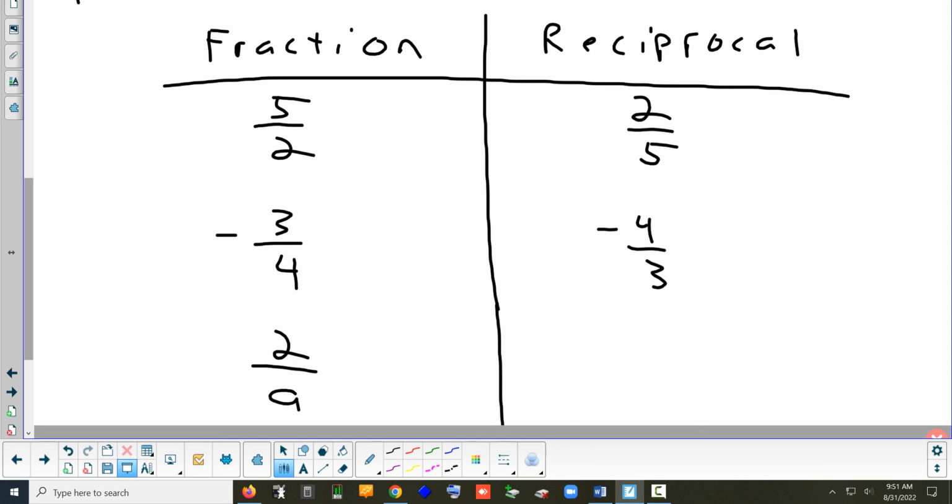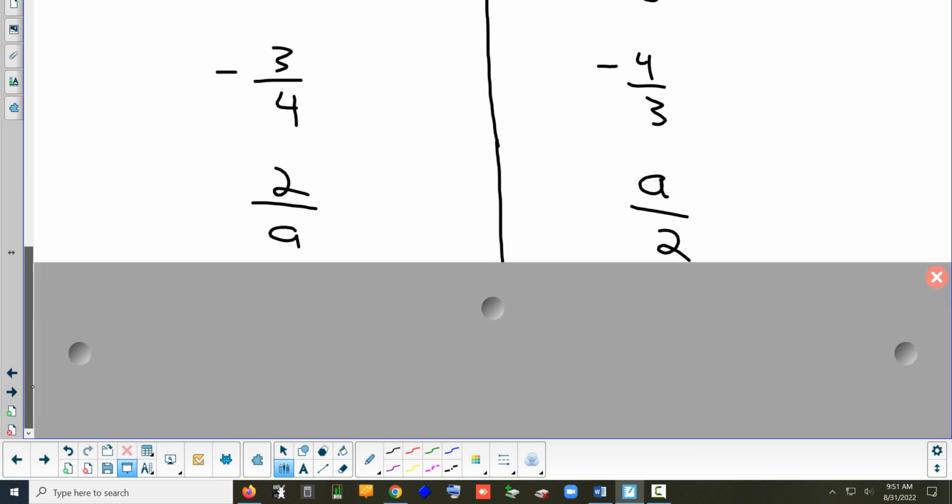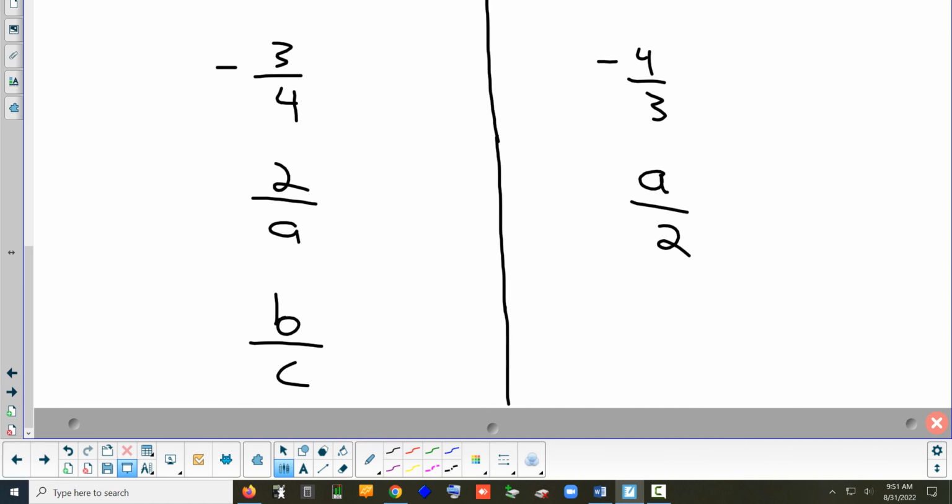And let's say there's an A in the bottom, 2 over A. It doesn't matter if it's an A. You still do the same thing to find the reciprocal. What would be the reciprocal of 2 over A? Yep, A over 2. All right, we got one more. B over C. What would be the reciprocal of B over C? C over B. We just flip it.